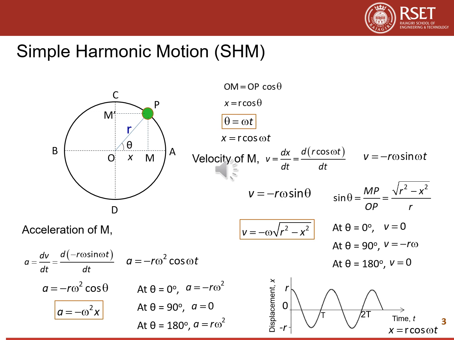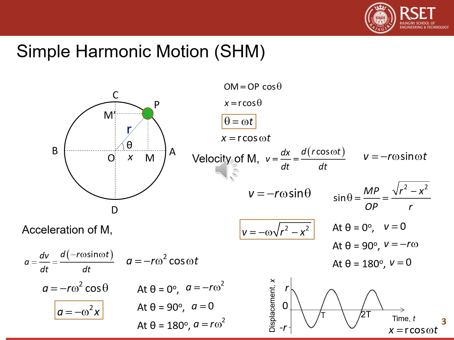Now the equation for acceleration, that is minus r omega square cos omega t, can also be written in another form. We know that x is equal to r cos omega t. So instead of r cos omega t substituting x, we will be getting a is equal to minus omega square x. That is, for the condition that a periodic motion to be simple harmonic, first is that the acceleration should be proportional to distance from O. So that is, acceleration a is proportional to x. So the first condition is satisfied.